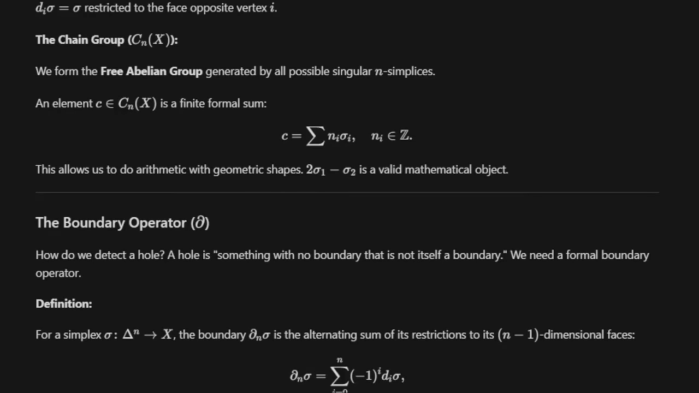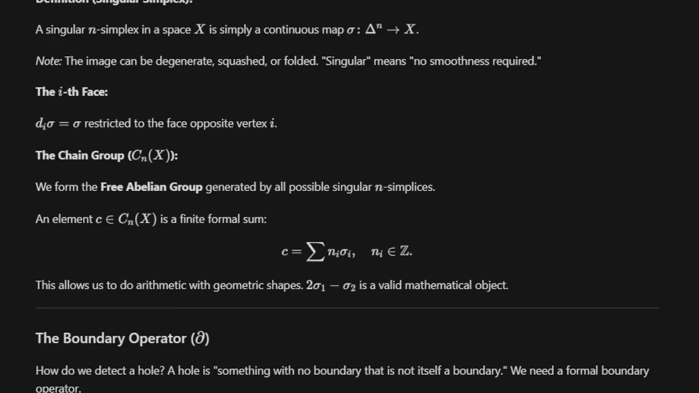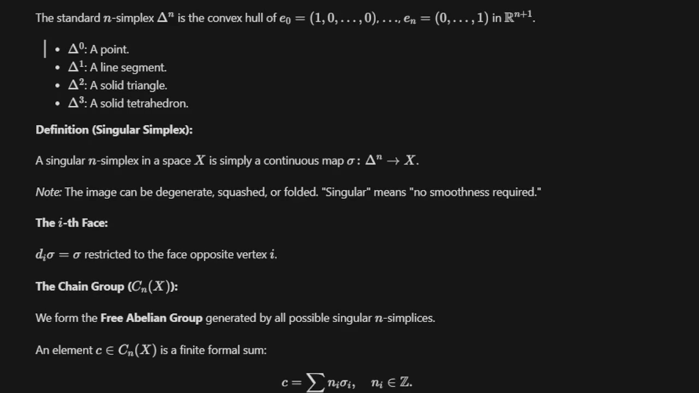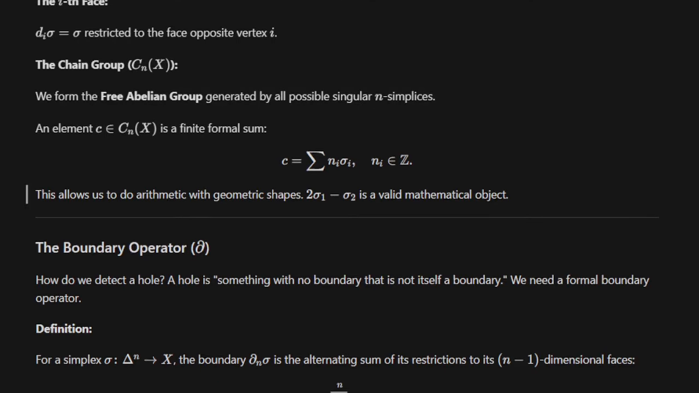But the chain group, an element of this group, is a formal sum. So it'll just be some coefficients, I don't know, 3 sigma 1 minus 2 sigma 2, whatever, 5 sigma 5. The chain complex itself is going to rely on the map of our n-simplex onto the topological space, and will form something called the free abelian group, generated by all possible singular n-simplices. And this is a finite formal sum that allows us to do arithmetic with geometric shapes. And it is a valid mathematical object.